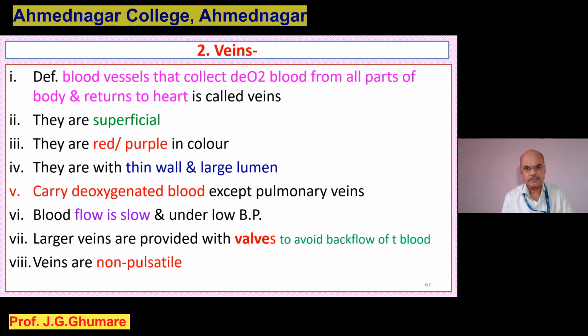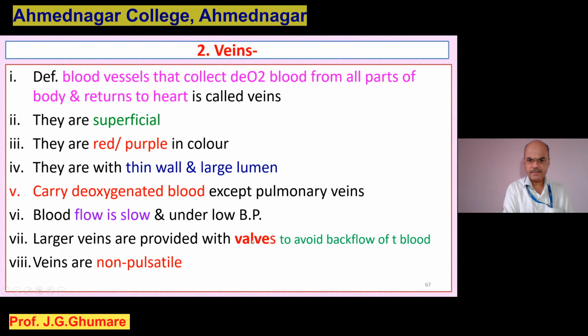They are the exception. Remember the one which will start from heart will be carrying deoxygenated blood, and the one which will start from lung and supply the blood to the heart, these are called pulmonary veins. They are the one which will carry oxygenated blood. Otherwise, all the veins in the body will carry deoxygenated blood. Blood flow is very slow here. The pressure will be negligible. That is called venous pressure, and it will be negligible here.